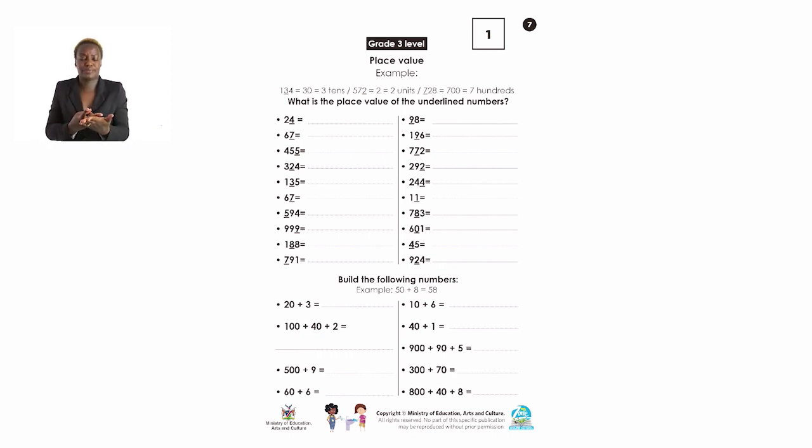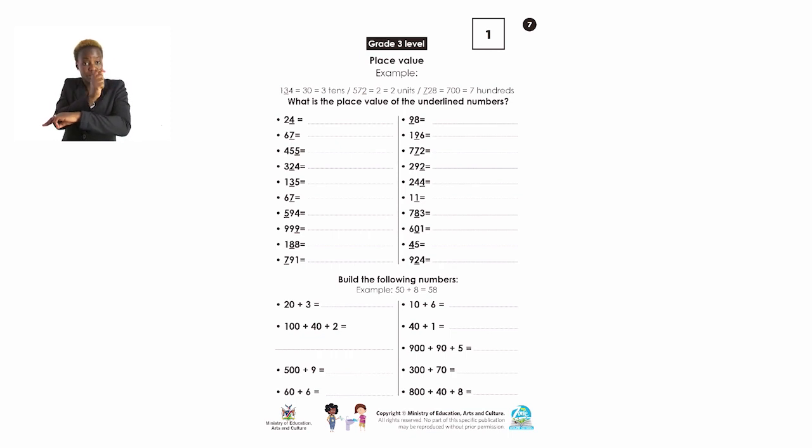Let's quickly look at the activity that I have for you there. What is the place value? Remember, place. We want to know the place of the number that has been underlined. Let's look at the first one, 24. The number 4 is underlined. In other words, we want to know the name of that place. Is it hundreds, tens, or units? There are only 2 digits there, so it's only tens and units. The place for the 4 is the units. So you write the word units there.